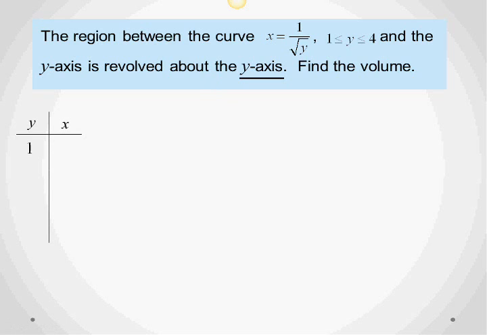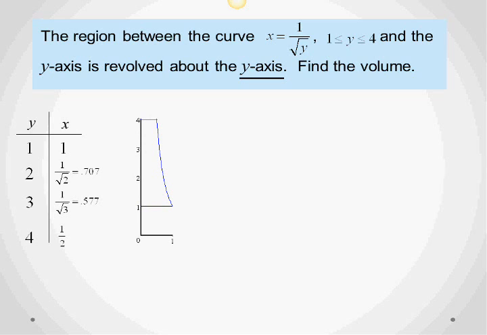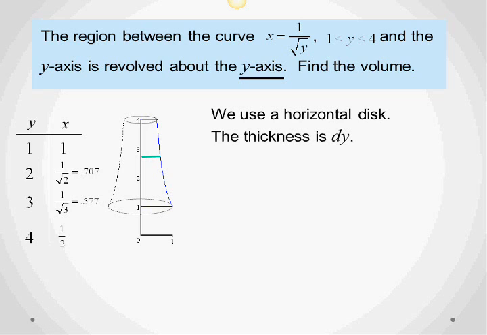So if we just pick some points and graph them, we can see what the shape is here. And we can revolve that around the y-axis. That's going to create a horizontal slice of bread. So the thickness of your slice is going to be your change in y, or dy.